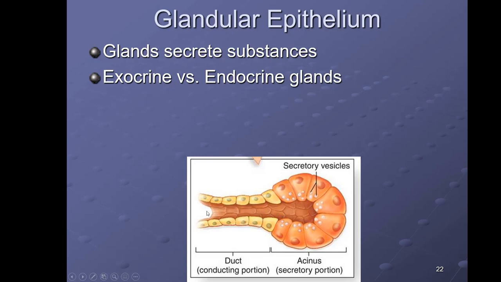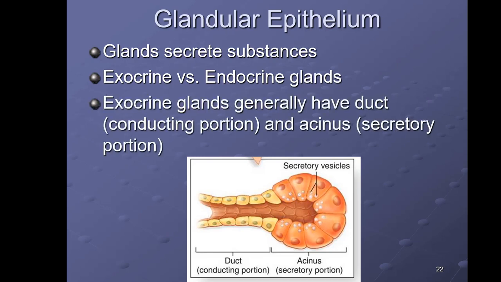So a great example, like a sweat gland, secretes sweat that ends up on the surface of your skin. So exocrine glands have a duct, conducting portion, and an acinus, which is the part that actually secretes the substance.